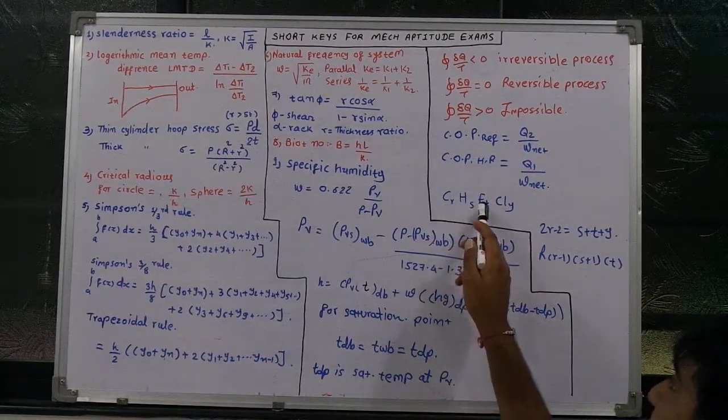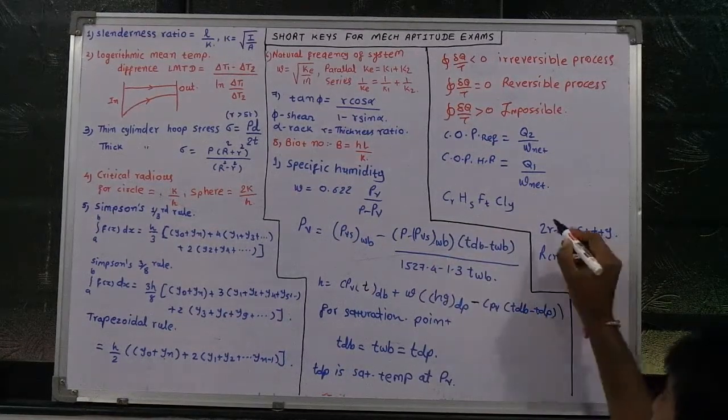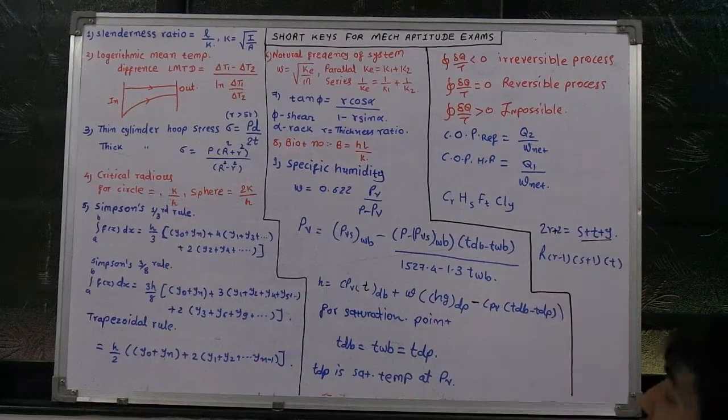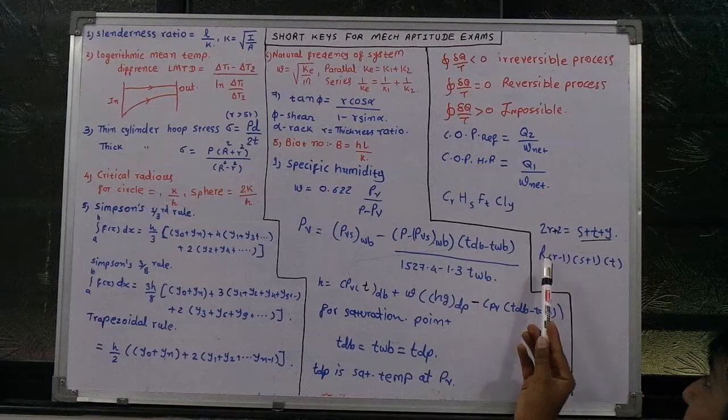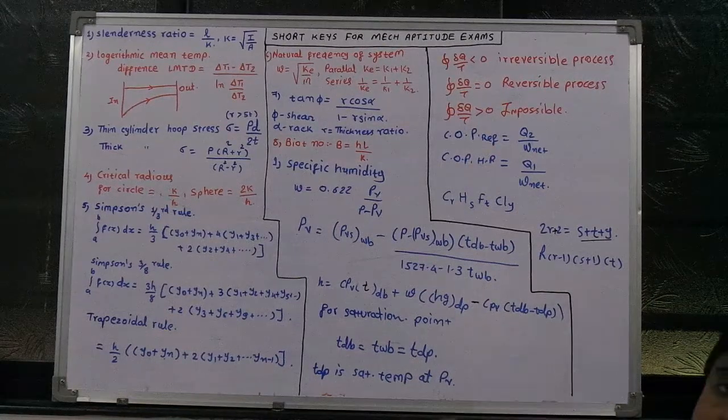CnHsFtClY, where 2n plus 2 is equal to S plus T plus Y. If this criterion is satisfied, then the designation of the refrigerant will be given by R, (n minus 1), (S plus 1), T.